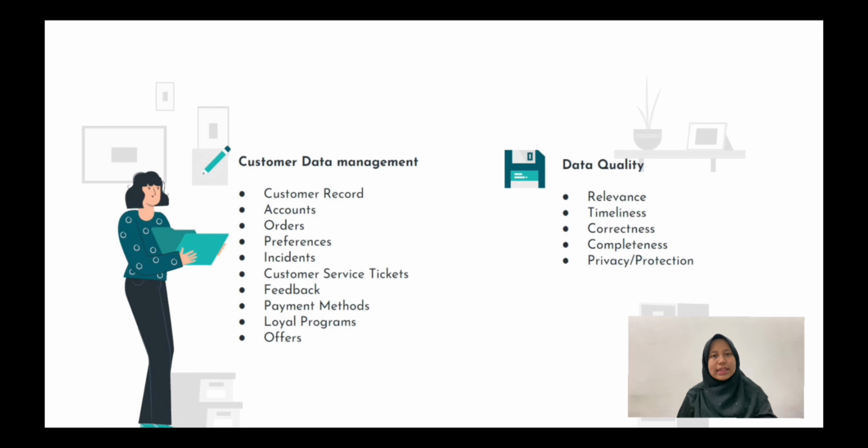Fourth, data is complete relative to the business purpose. For example, an order for shipping may need configuration details such as the sender's details and the receiver's details. The last one is privacy or protection, providing limited access to files and databases.